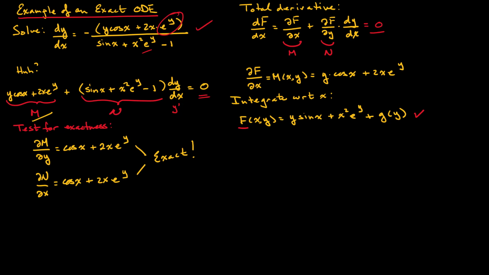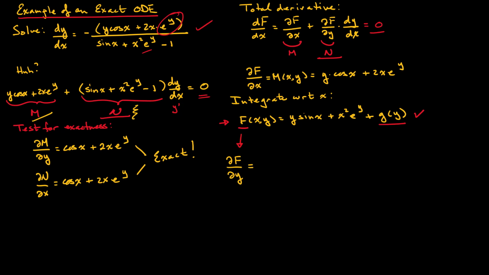So again, note by definition that this term N must be equal to the partial of f with respect to y. So now we have a solution for f, but it is not complete because of this g of y. So what we're going to do, we're going to say that the partial of f with respect to y, by definition, must be equal to N.